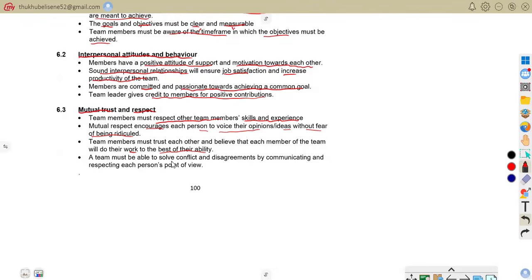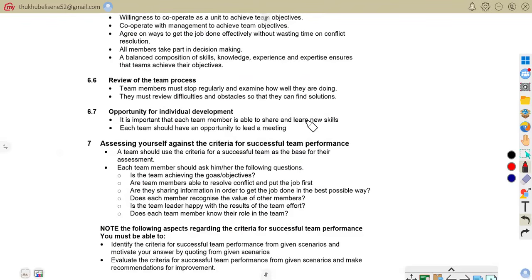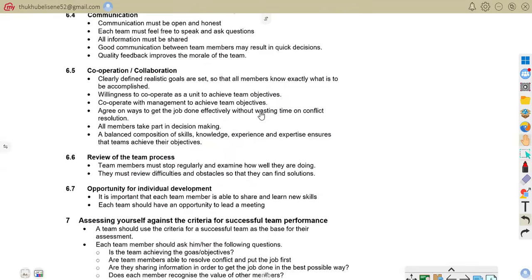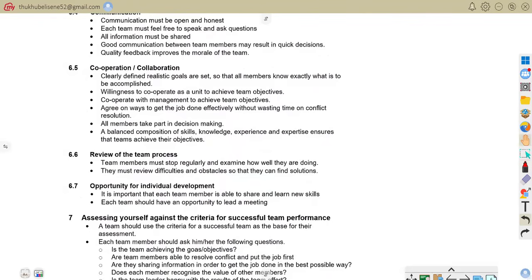A team must be able to solve conflict and disagreements by communicating and respecting each other's point of view. So they should be in a position to solve conflicts and disagreements. So that will happen through what? Communication and respecting each other's views or points or opinions. So now let us move on to communication. Now we are on communication.